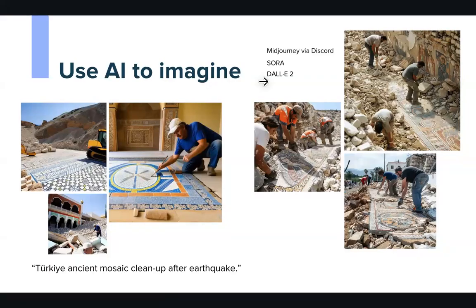You can use AI to imagine things. So for example, here I wanted to show you how it was just a year ago. This is the progress of AI. The day of the earthquake or a few days afterwards, I just wanted to create some images of people cleaning up after the Turkish earthquake. Images that I didn't have, of people cleaning up ancient works of art off the floor. And this is the progress, how it was a year ago.